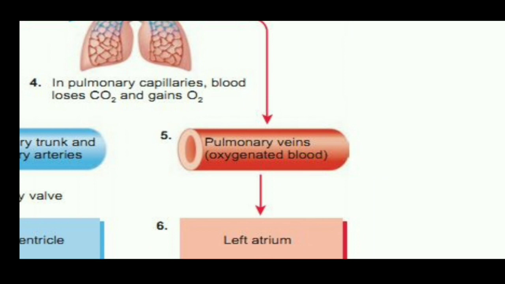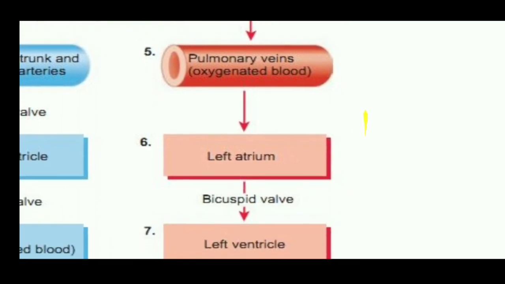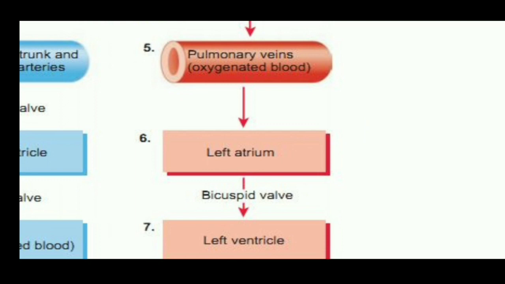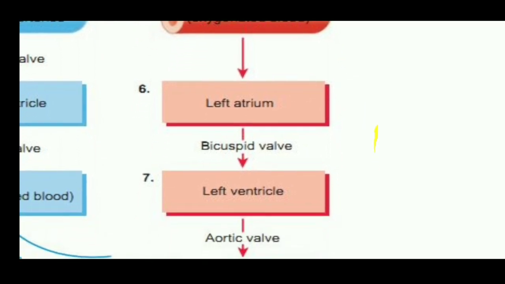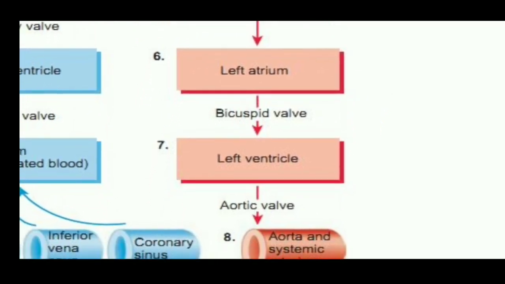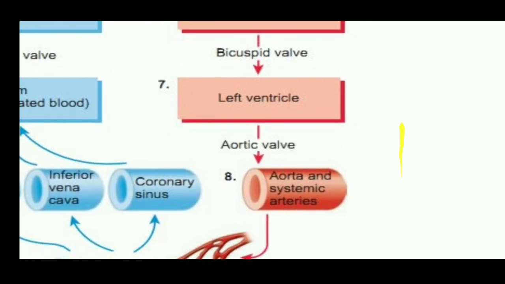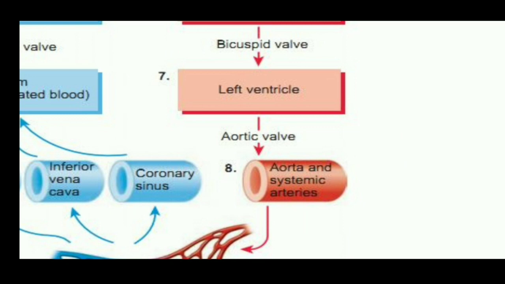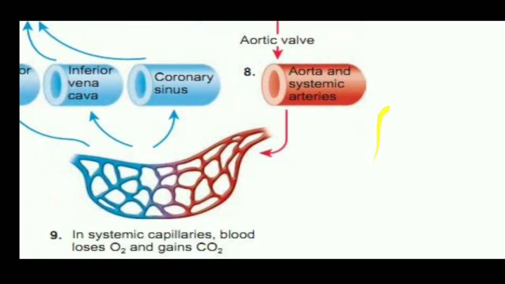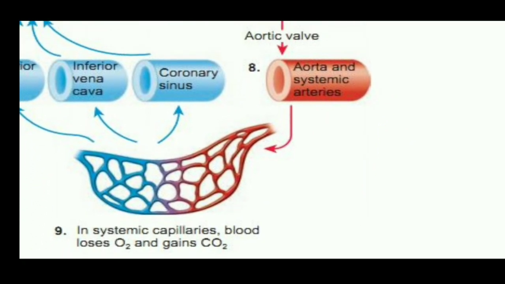This oxygenated blood will be brought by the pulmonary veins from the lungs and will be brought into the left atrium. After crossing the bicuspid valve, this oxygenated blood will enter into the left ventricle. Then, the oxygenated blood is pushed into the aorta, crossing the aortic valve, to be supplied to the whole body.